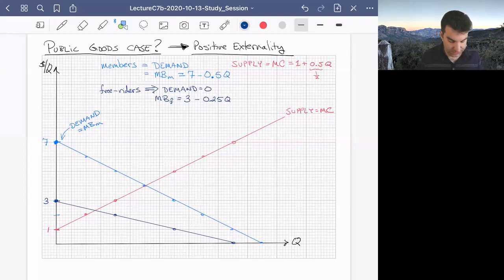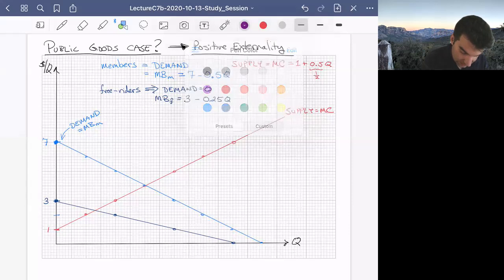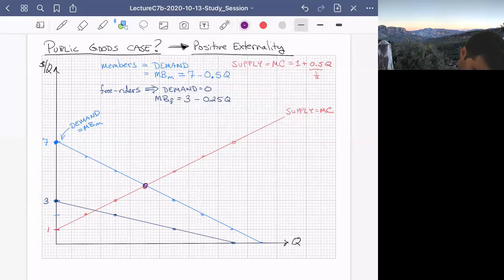All right, so I've got these two curves here. I know that the market equilibrium is going to be where supply meets demand, which will be right here. So I can solve for that. I can say, well, supply is equal to demand.